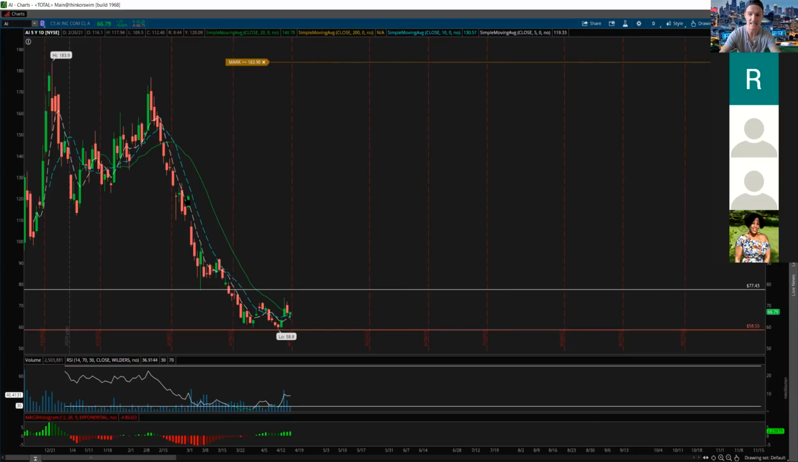This does not change anything fundamentally about the company. However, it does change everything technically about the company from a technical analysis standpoint. So this stock's just been going down and down and down, triggering this 30 RSI.